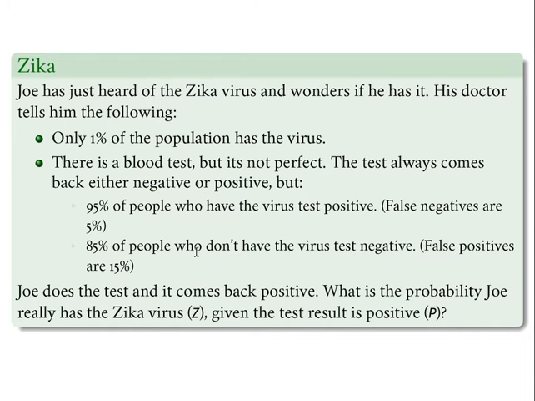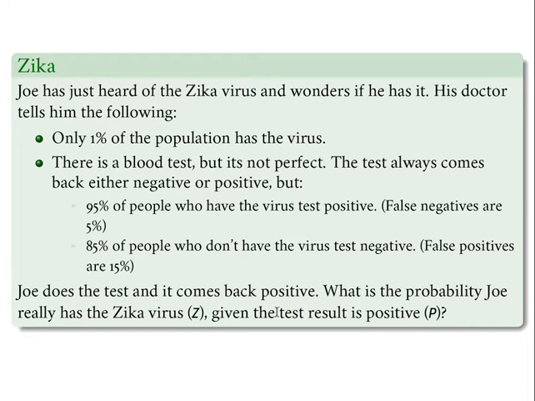So that is to say that the probability of you testing negative, given that you don't have the virus, is 85%. And the flip side of that is that the false positives, i.e., the probability of you testing positive if you don't have the virus, is 15%. So Joe, maybe he's a warrior. Despite the percentage of the population with the virus being very low, Joe does take the test, and it comes back positive.